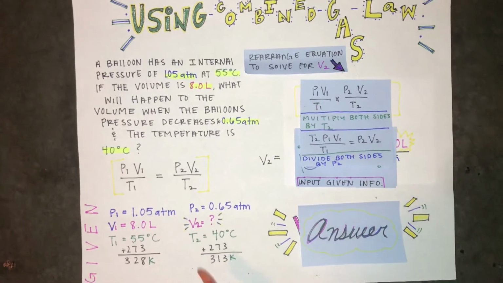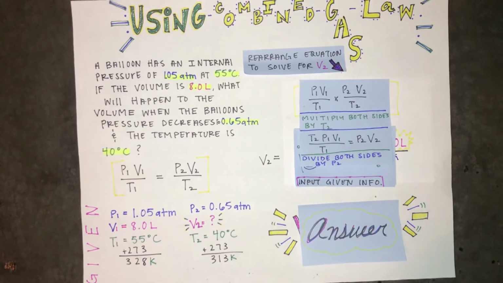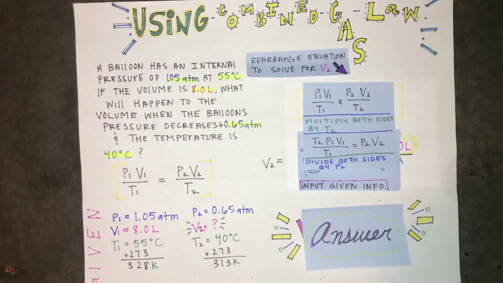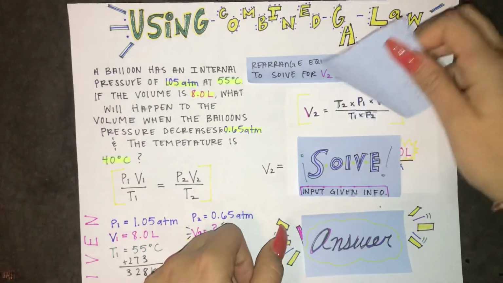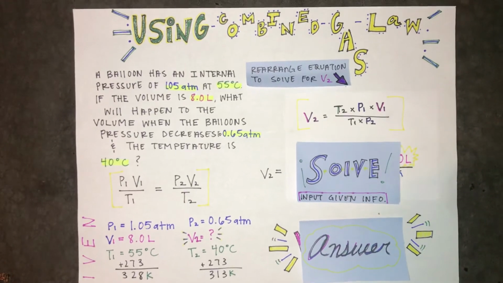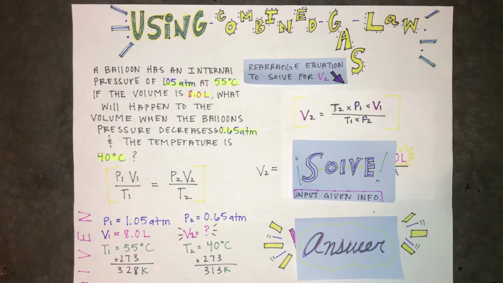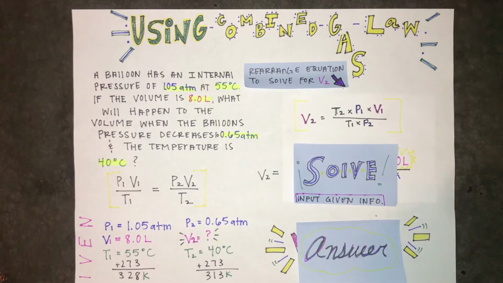Now we know that we're solving for V2, so that means we have to rearrange our equation to solve for V2. In order to do so, we must isolate V2. And to isolate V2, we must multiply both sides by T2 and then divide by P2. And that gives us the equation V2 equals our final temperature multiplied by our initial pressure multiplied by our initial volume divided by our initial temperature multiplied by our final pressure.